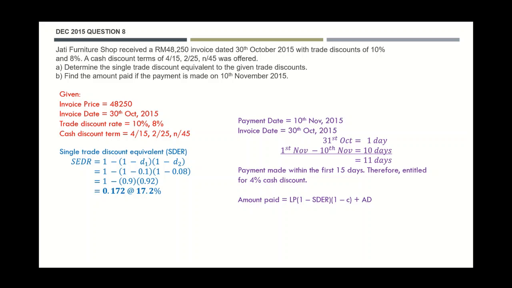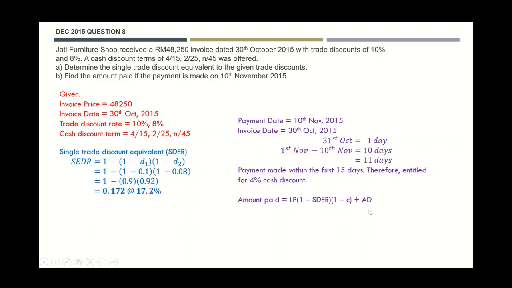Sometimes I jumble up the D and E, but it means the same thing actually, right? So LP is 1 minus SDER, so 1 minus C, where C here is the cash discount term. If you don't want to use the SDER over here, you can just straight away use the trade discount, that is 1 minus D1 and 1 minus D2. So if you're using that, it will be LP 1 minus D1, 1 minus D2, 1 minus C, and then plus AD.